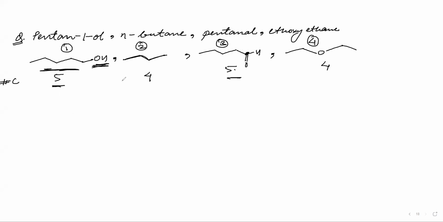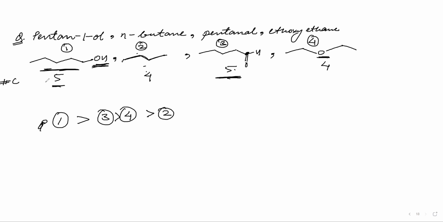This pentan-1-ol. Then if I want to move on to the next one, I can say pentan-1-ol is highest. Then the second one is the third one, pentanal. Then between the second and fourth, we will compare the molecular masses. In this we have only 4 carbons. Here we have 4 carbon plus an oxygen also. So the next one will be fourth because it has oxygen also. And then the next one will be second.